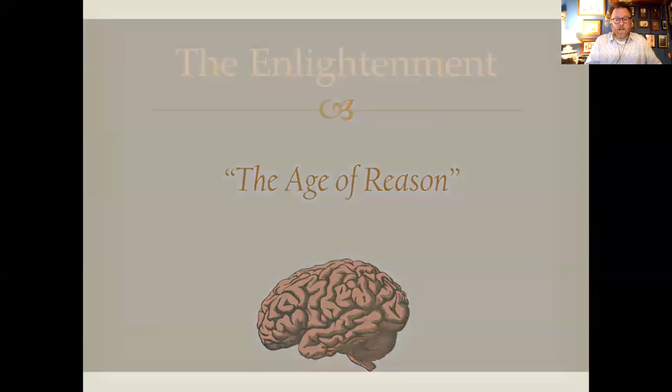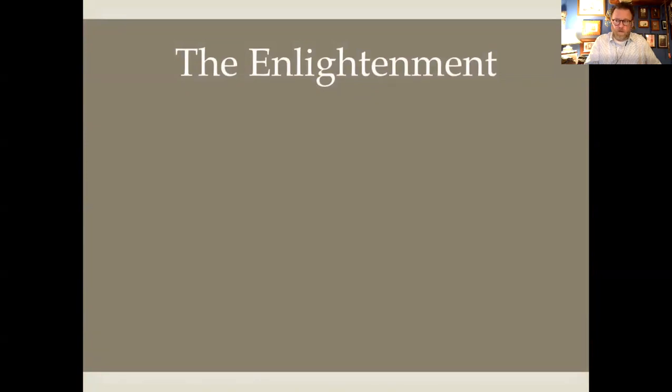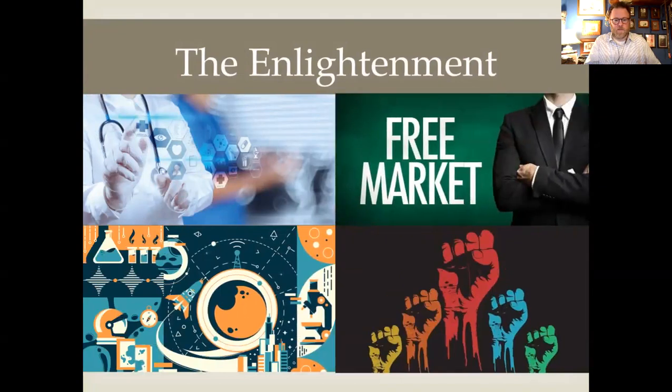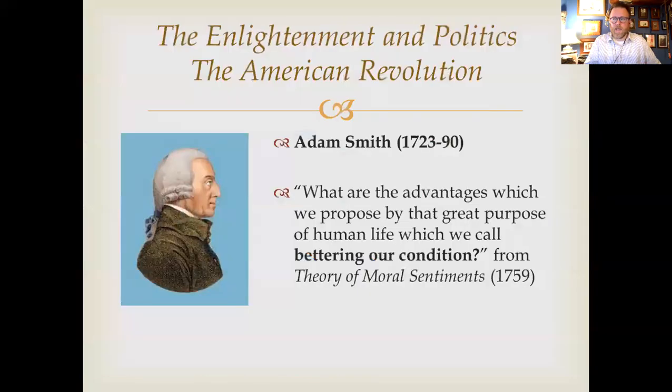And in many ways, the Enlightenment has given us all sorts of useful things as well as harmful things. But obviously advances in science and technology and rights and the free market system, advances in space sciences, and so on and so forth. And we'll talk more about Adam Smith, but I think it's ideas like capitalism. Can we think of a great way to run our economic system, for example? And Smith says this: what are the advantages which we propose by the great purpose of human life, which we call bettering our condition? So this idea from Adam Smith, the idea that how can we make everyone's life better?